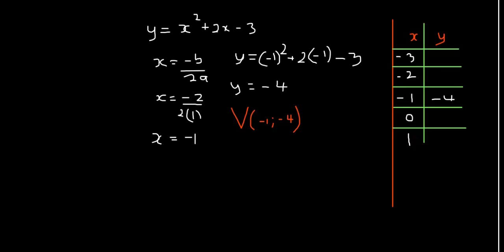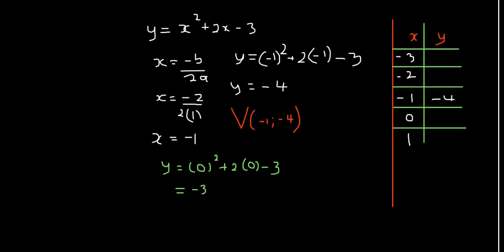For y values, we are going to substitute like we did for negative 1. We substituted negative 1 to find negative 4. We are going to do the same with 0. Substitute 0 in the formula. Now y equals 0 all squared plus 2 times 0 minus 3. You can see that 0 squared plus 2 times 0 plus 0 is just negative 3. So our y value here will be negative 3.